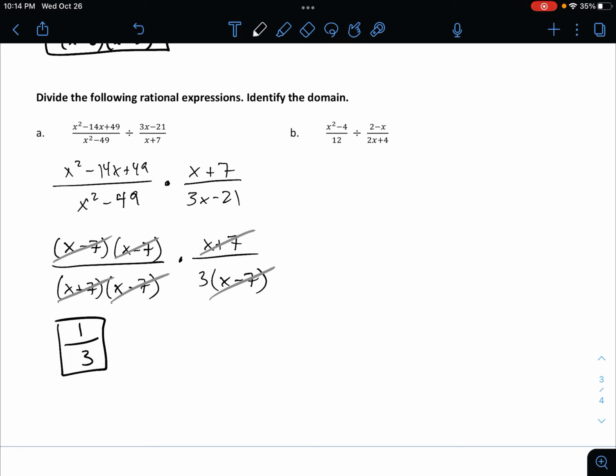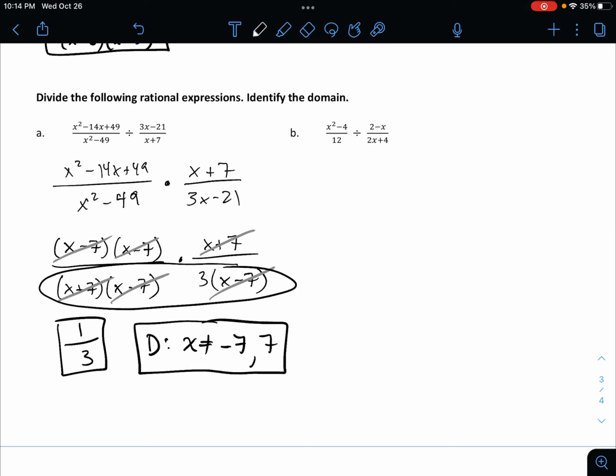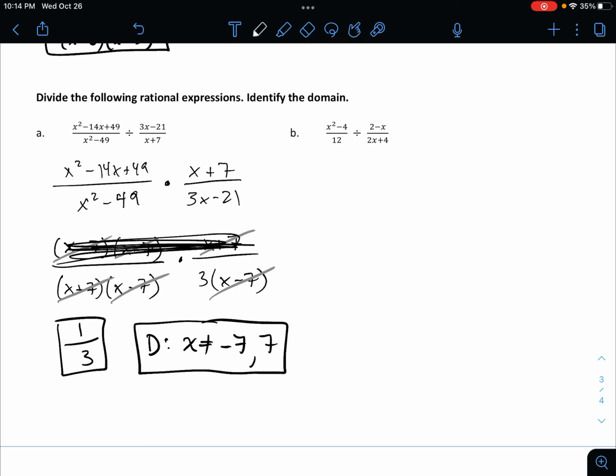So there's my answer. For my domain, I'm looking at what x cannot be. So x cannot be negative 7, nor can it be positive 7. Again, I'm just looking at the denominator. The numerator does not matter at all when I'm finding the domain. So forget about the numerator when I'm finding the domain. All we care about is the denominator.